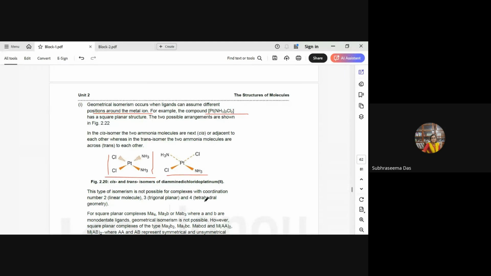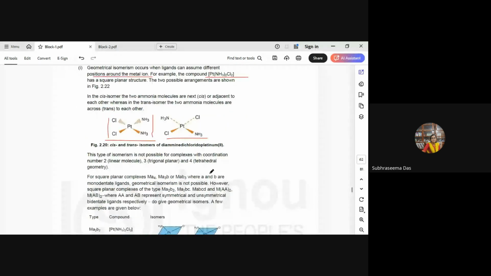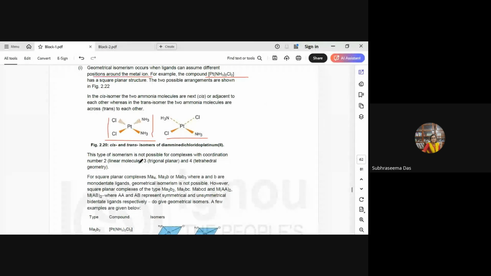So the minimum requirement is that the central metal atom in the complex has a coordination number of 4, but the geometry should not be tetrahedral, it should be square planar in nature. Now when we look into square planar complexes, there are different types of configurations possible. For example, it can be MA4, where there is one central metal atom and 4 ligands attached to it, all the ligands being the same.